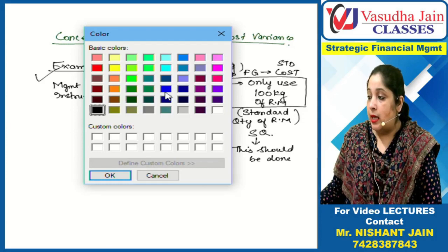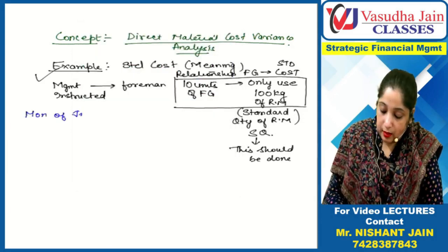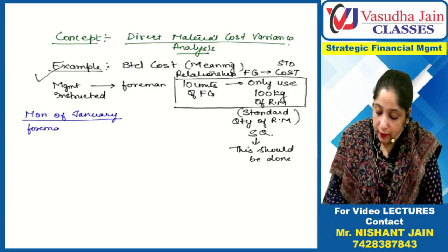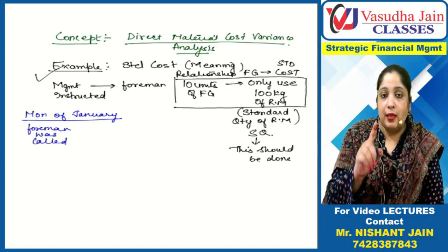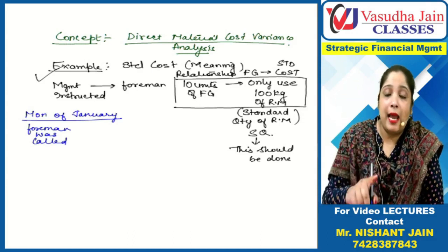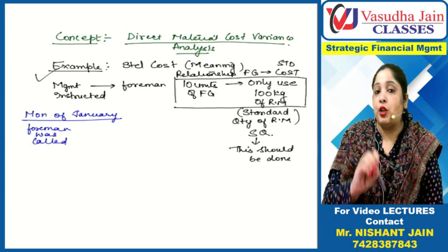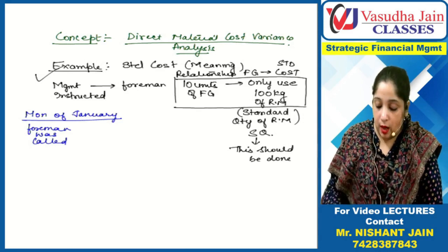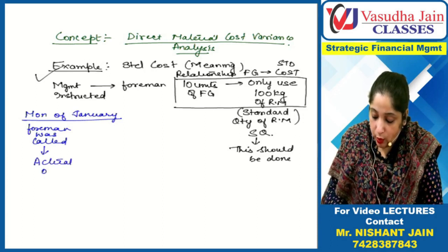Then what happened is, in the month of January, the foreman was called and was told that the sales team has forecasted that only 9 units can be sold. So please manufacture only 9 units. Don't manufacture 10 units, only manufacture 9 units. The foreman said okay. So the foreman produced an actual output of 9 units.